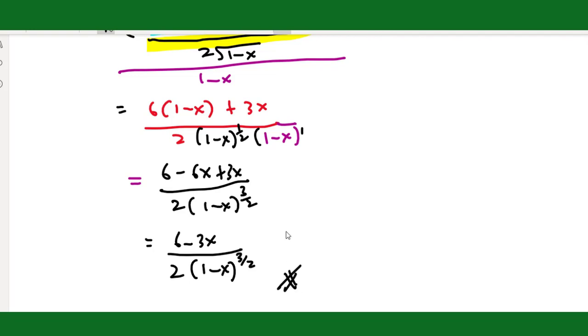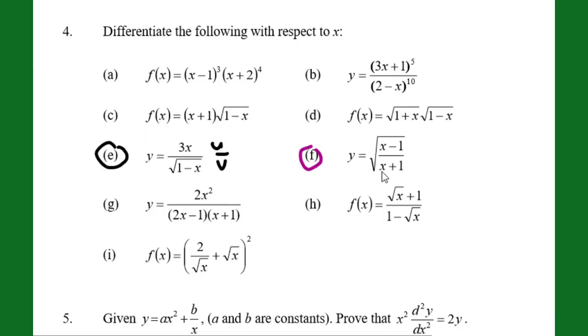Okay, for f, apply that one, change to power half. You can use the power rule followed by the quotient rule, or separate this one into u and v and apply the quotient rule.